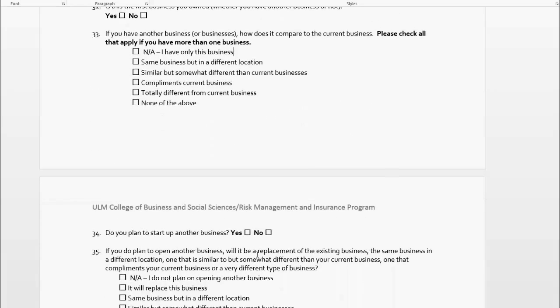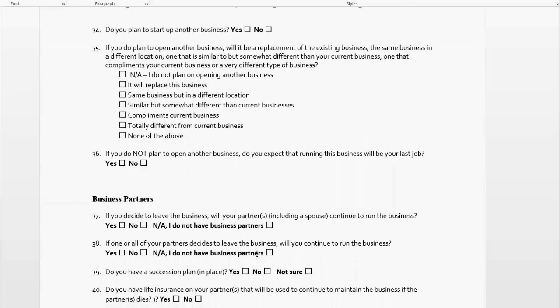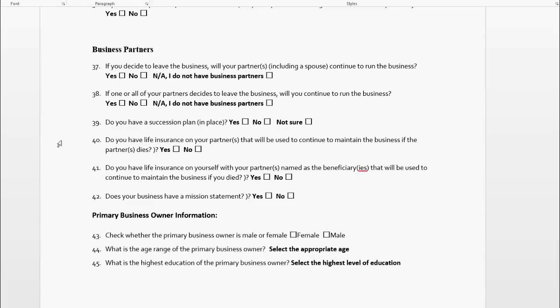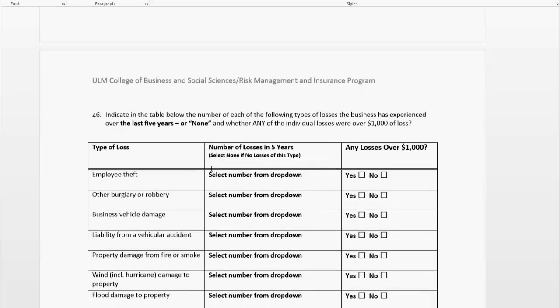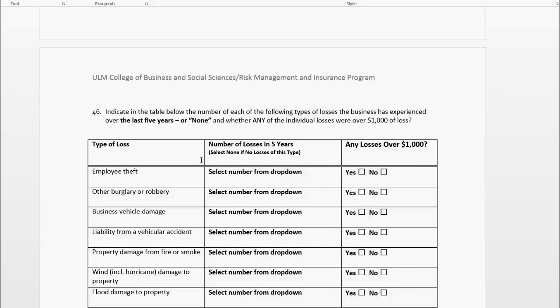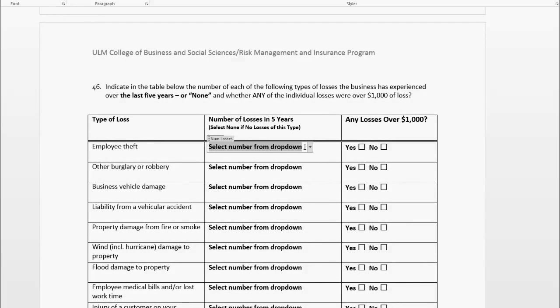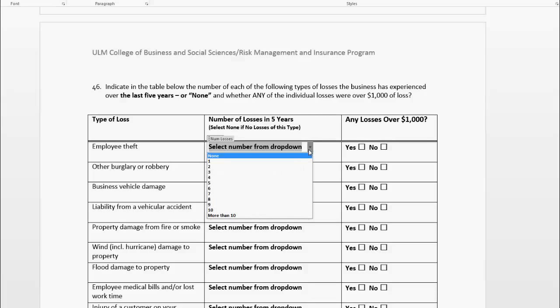Okay, and again, most of this is self-explanatory. This section is asking about business partners. Even if you have no business partners, you can still answer every question. All right, but let's come down to the loss table. In this table, you're going to select the number of losses that have occurred over the last 5 years. So for our purposes, this would be 2009 to 2014.